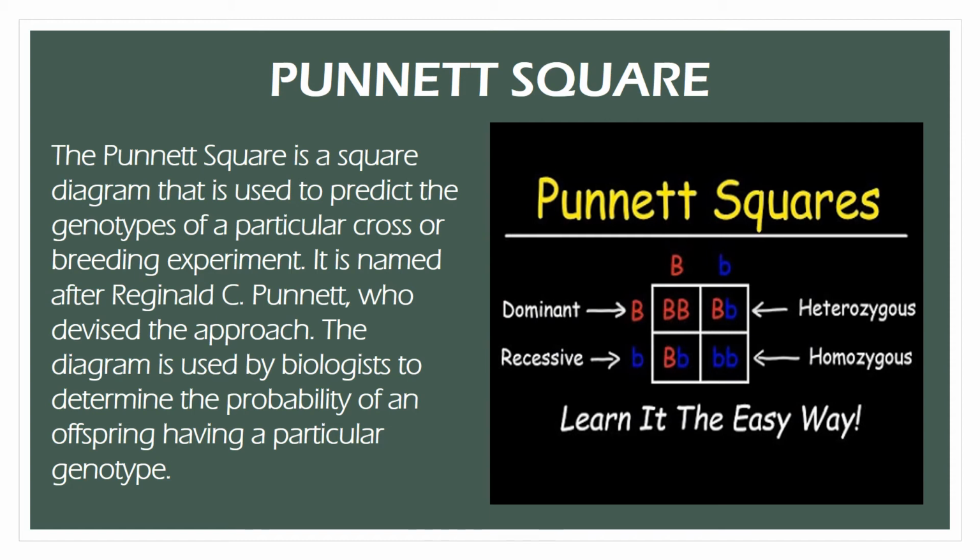As you can see, the capital letter B is called the dominant, and the small letter b is called the recessive. So when the capital letter B and the small letter b come together or combine, they are called the heterozygous. But when the two small letter b combine, that's when they are called the homozygous.